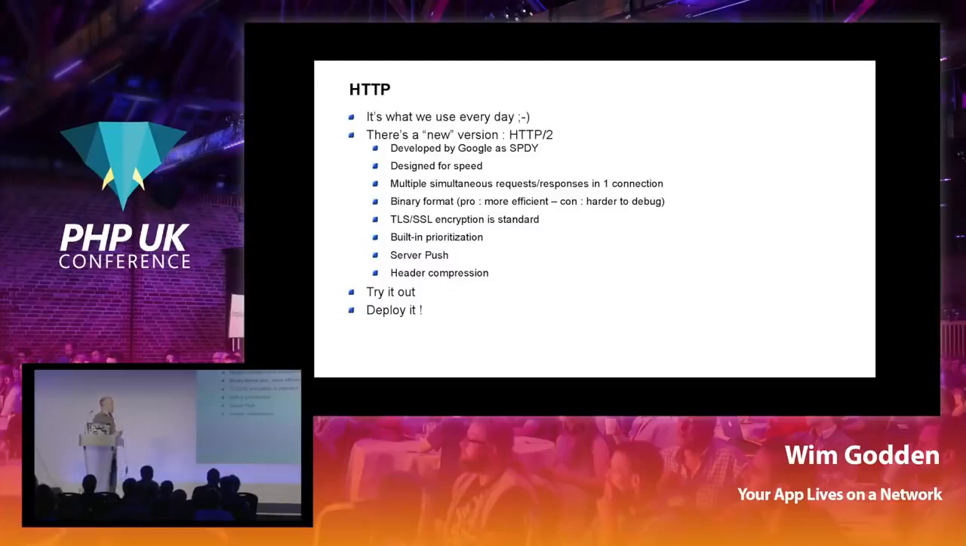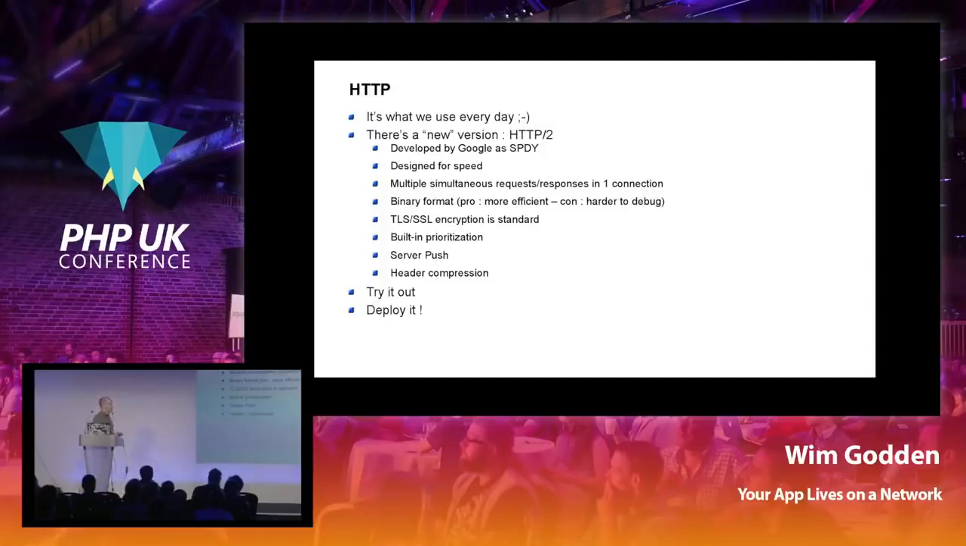Originally, this was made by Google. What it allows you to do is make simultaneous HTTP requests over one connection and get simultaneous responses as well. So you can do 5 POST requests and 2 GET requests simultaneously. It's not an issue. It's binary, which means it's a lot more efficient. It also means that you cannot debug it as easily, because it's all in binary and not very visible. Not easy to read.